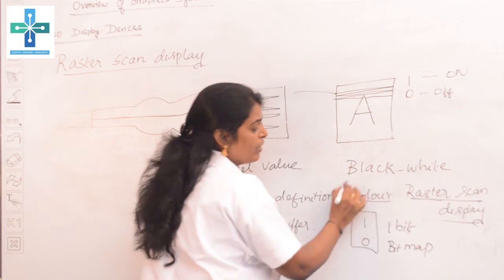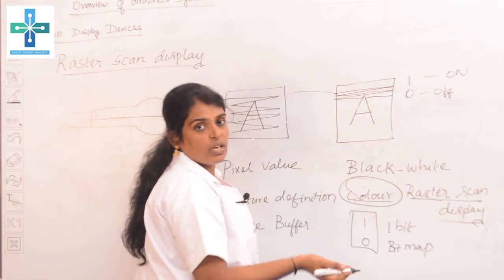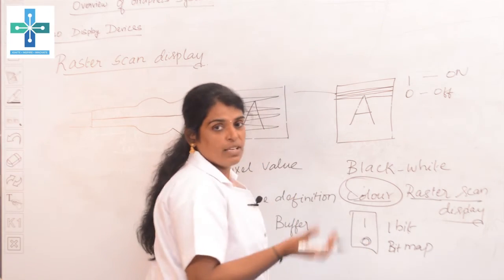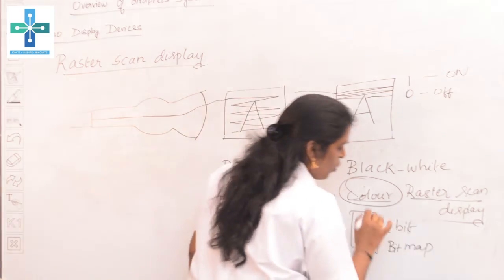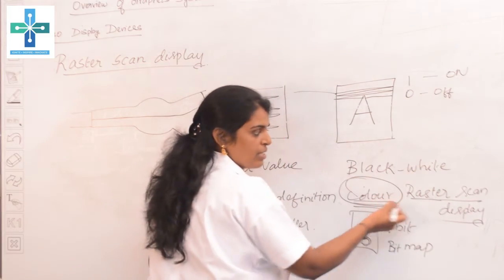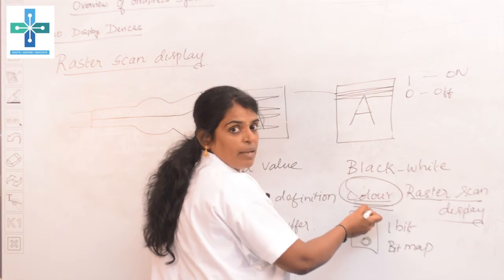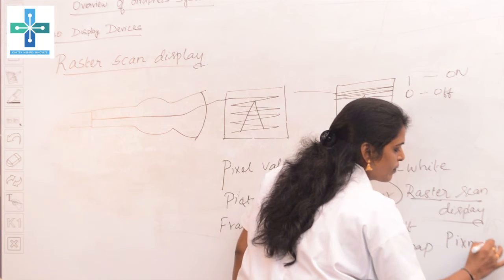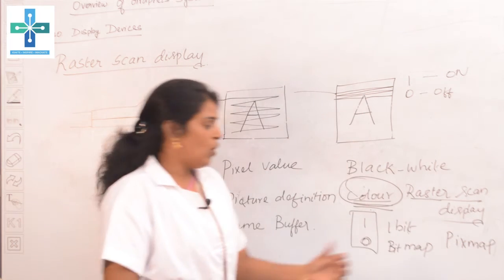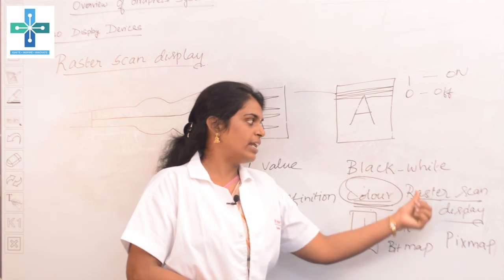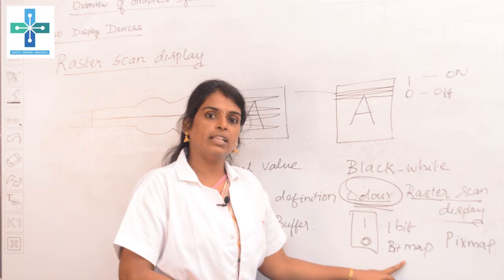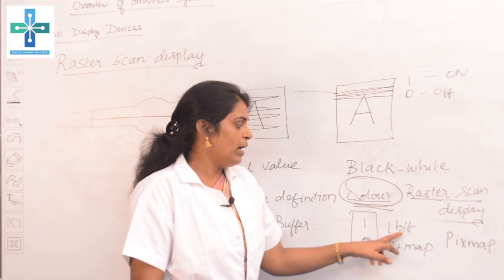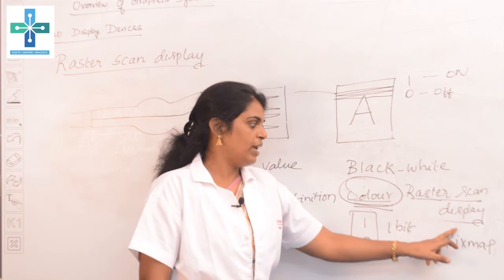And when we come to the color raster scan display, we have more than one color. So we will have more colors. The intensity will be higher and higher. It will not be 0, it will be much higher. So we can store this type of bit information in the color raster scan display. The information can be stored in the frame buffer which is called a pixmap. If we are storing information of a bit in a black and white raster scan display, we have to store it in the frame buffer called bitmap.